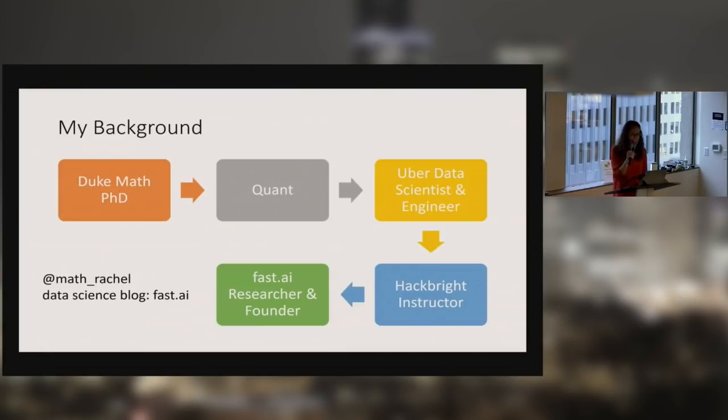1 year ago, I started fast.ai together with Jeremy Howard, who's the previous president of Kaggle and founder of Enlytic, which was the first company to use deep learning for medicine. And our goal is to make deep learning more accessible and easier to use.